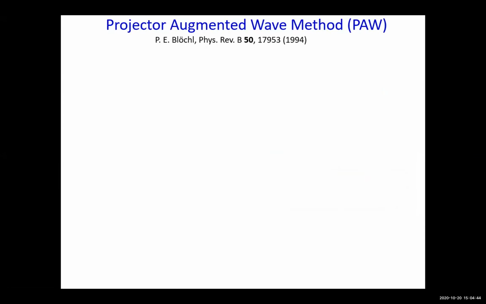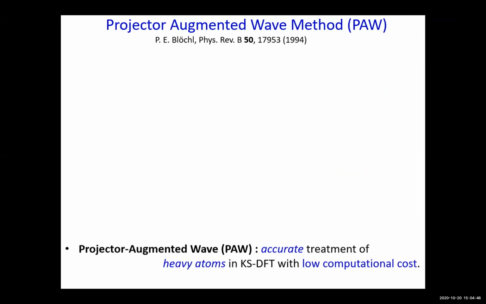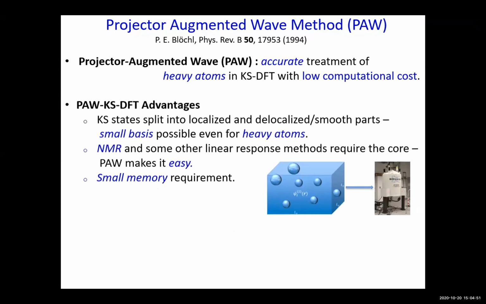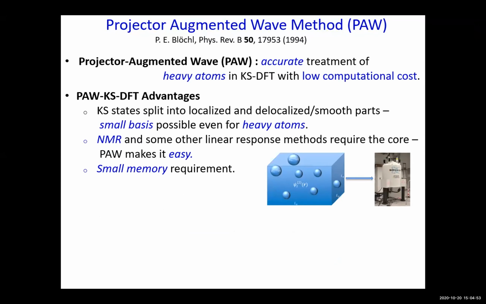So in the 90s, Peter Blöchl wrote down a projection operator-based approach, where what he tried to do is introduce the core, and we'll talk about that in detail. So we split the states into a localized piece, which is new, and a delocalized piece, which we treat with plane waves. Because we now have a core, we can do NMR and linear response theories that require the core easily. And it reduces the memory requirement because we have an explicit treatment of the cores.